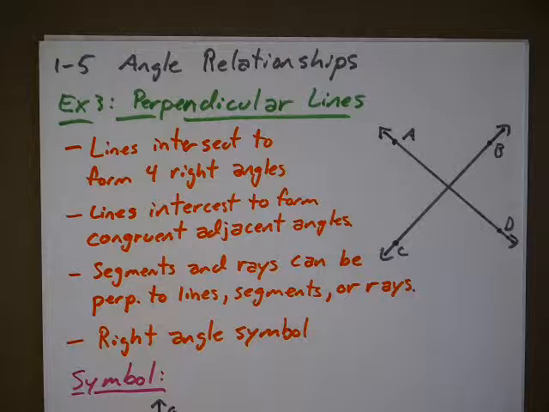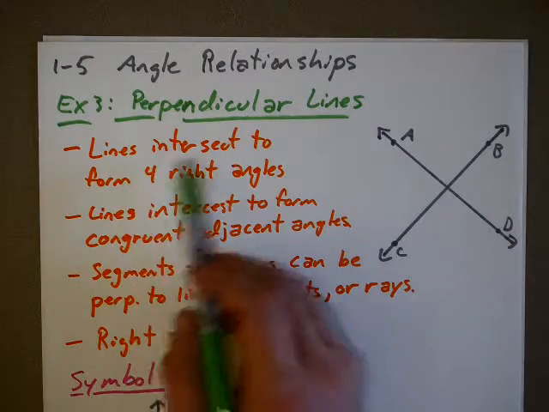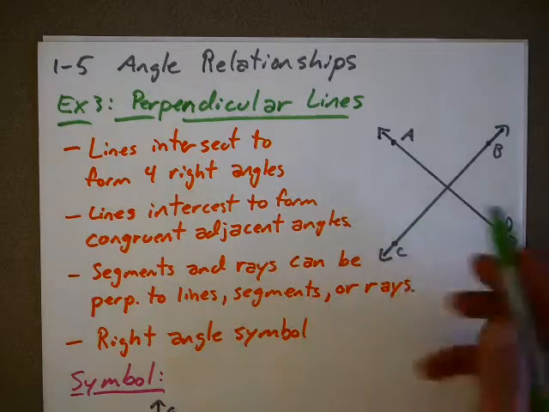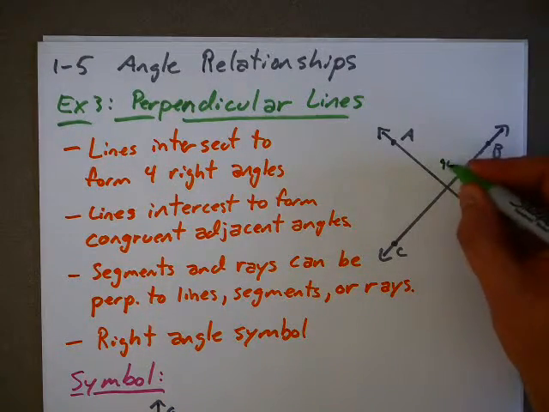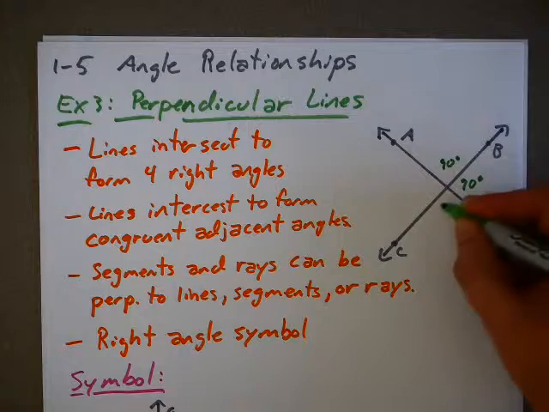Today we're going to continue talking about angle relationships, and we're going to talk about perpendicular lines, or the angles that are formed by perpendicular lines. Perpendicular lines are when you have two lines that intersect, and there are a couple properties that happen there. We have lines that intersect to form four right angles. So each angle here is 90 degrees.